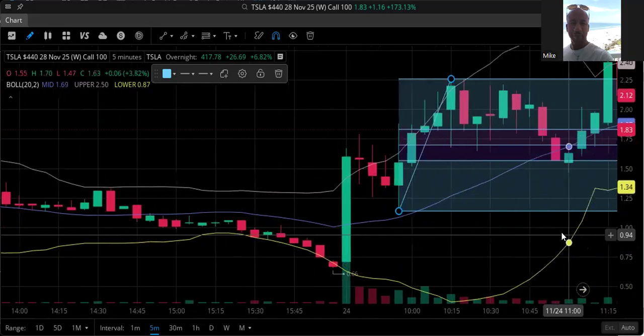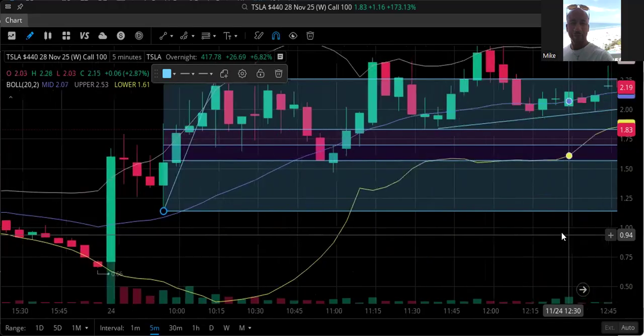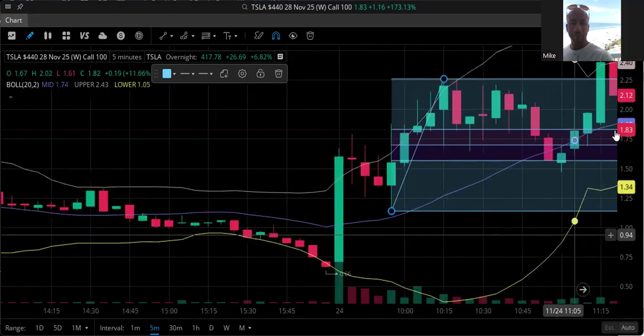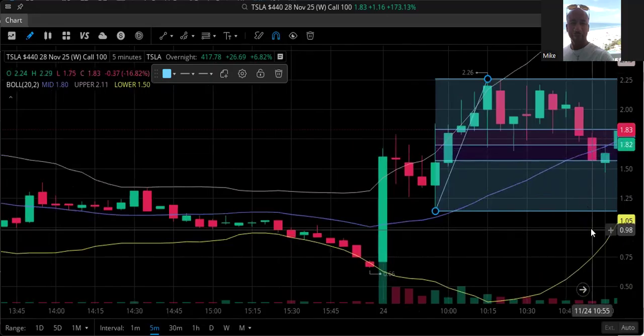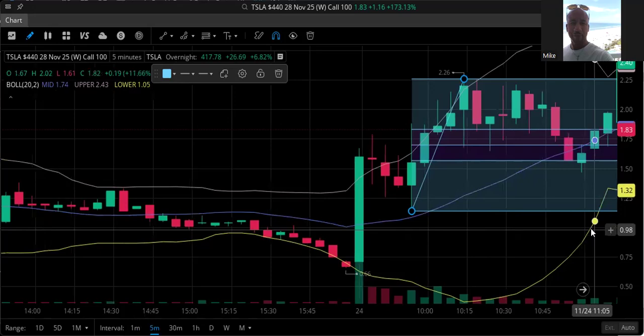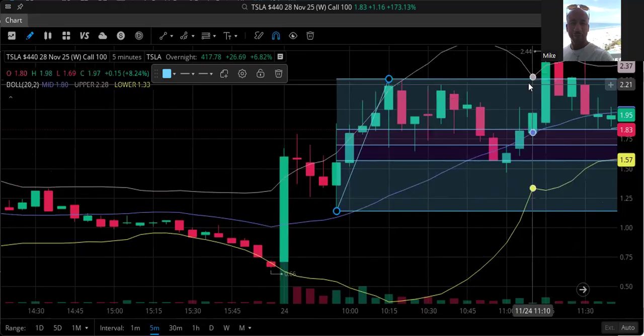Not there. Was it there? Let me go back. I think it was in here. Ended up getting another one in here. Small contracts. Ended up selling it again up here. I did a lot of buying and selling today.